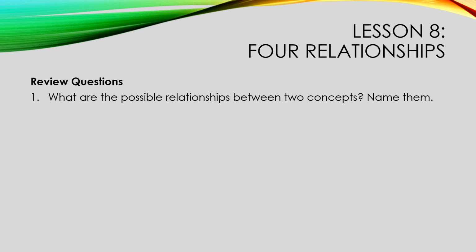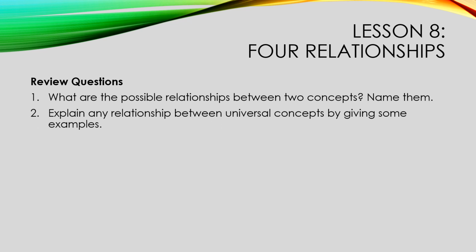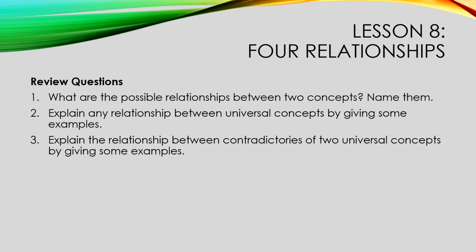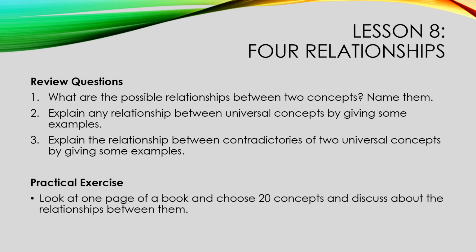First, what are the possible relationships between two concepts? Name them. Second, explain any relationship between universal concepts by giving some examples. Third, explain the relationship between contradictories of two universal concepts by giving some examples. And then for your practical exercise, look at one page of a book and choose 20 concepts and discuss the relationships between them.